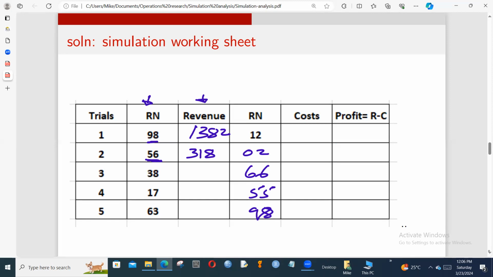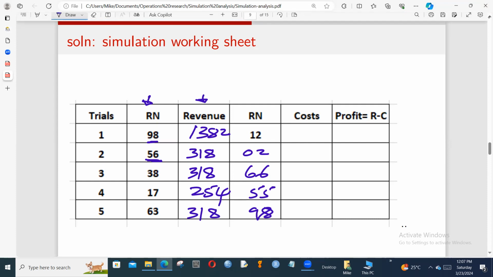So what do you have? 38 corresponds to what revenue? 318. 17 to 54. 54 and 63, 318. Thank you. Now, when we want to determine the cost, we use the table of random numbers for cost.